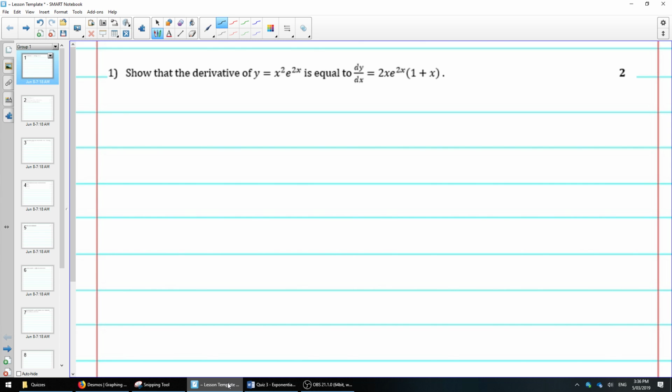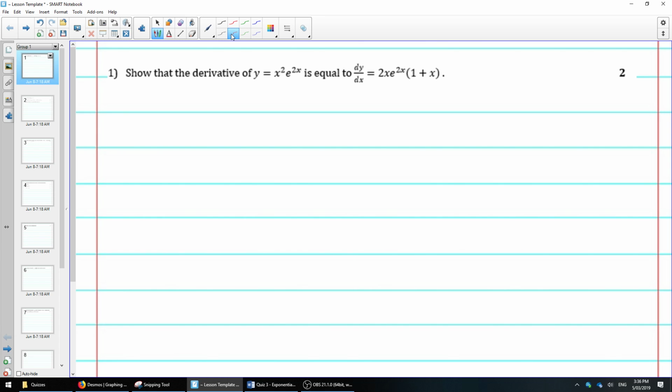So this is one of those questions where just by differentiating using product rule, you could leave it in that form, but then the question says you need to show it in this factorized form. So let's go through this. We have this function, y equals x squared e2x. So how are we going to differentiate that?